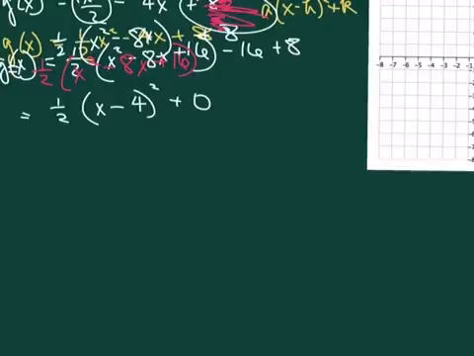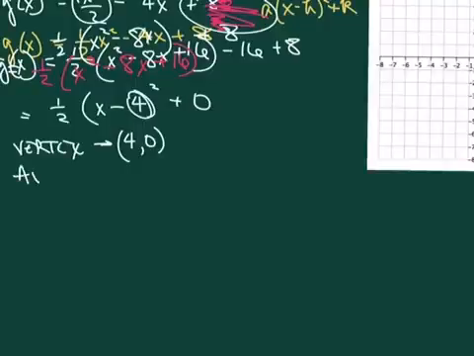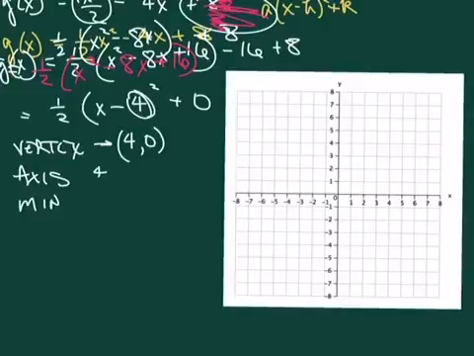And we know that our vertex is 4, 0. Okay, so it's the numbers here. I know my axis of symmetry is 4, and I have a minimum because the number right here is positive. And because it's 1/2, it's going to be a little bit wider.